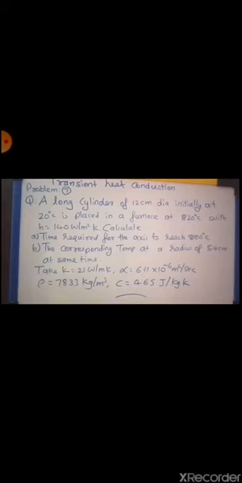Take k equal to 21 watt per meter Kelvin, alpha equal to 6.11 into 10 raised to minus 6 meter square per second, rho equal to 7,833 kilogram per meter cube, c equal to 465 joule per kilogram Kelvin. Okay, this is the question.